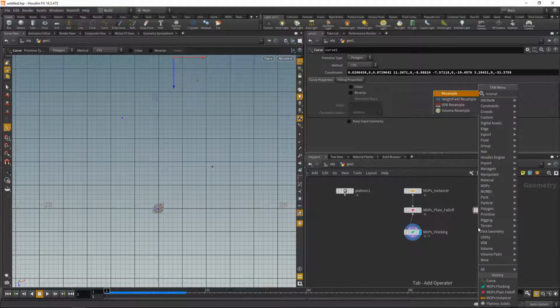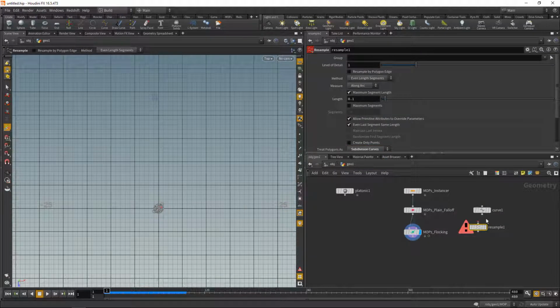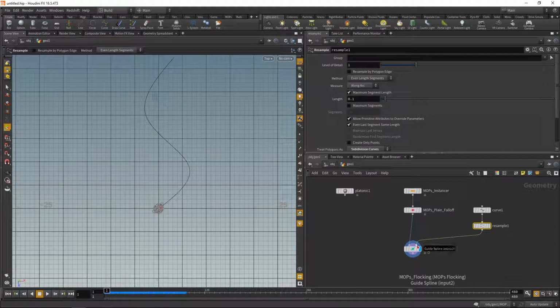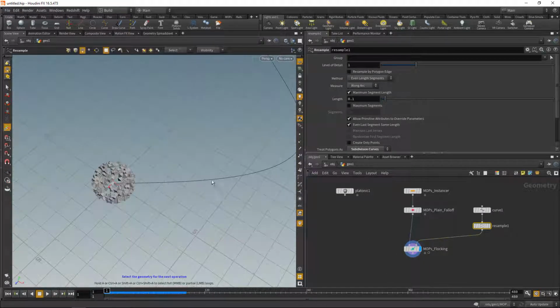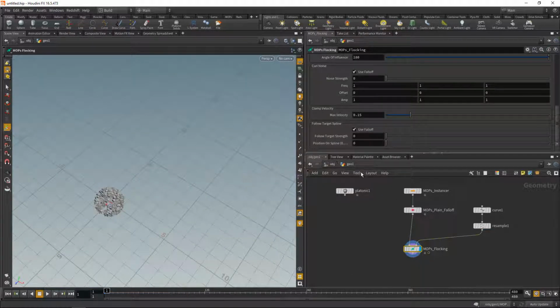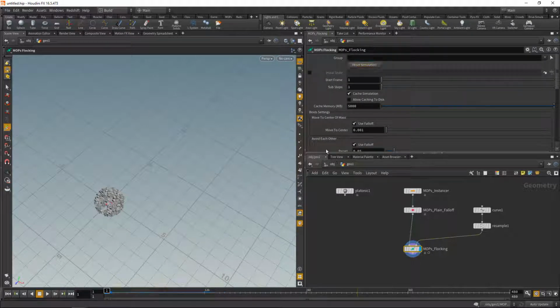Let's resample that, set it to a subdivision curve, and wire this in, so we have this smooth curve here, and that goes into the second input of our flocking, where it says guide spline. Okay, back to our perspective view. Now I want to animate the target position, ranging from 0 on the first frame to 1 at frame 300. Also set a keyframe by alt-clicking in there, and go back. In the MOPS flocking, let's hit Reset Simulation, and click Play.